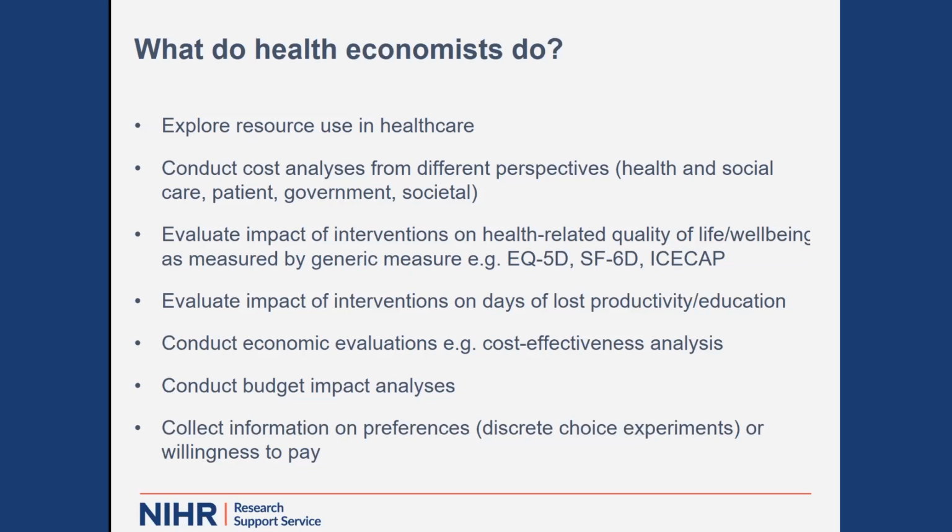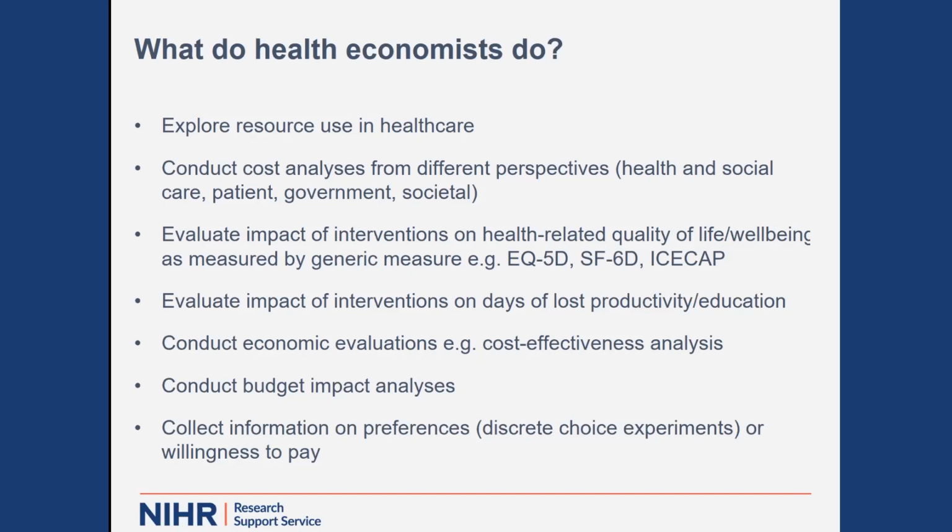We conduct budget impact analyses where we're looking at the affordability of an intervention. So in a cost effectiveness analysis, we would be looking at value for money, whereas in a budget impact, we're looking at the total expenditure related to a new intervention and assessing its affordability. And finally, we might collect information on preferences using discrete choice experiments and assess people's willingness to pay. So there's a very broad range of things we get involved in.